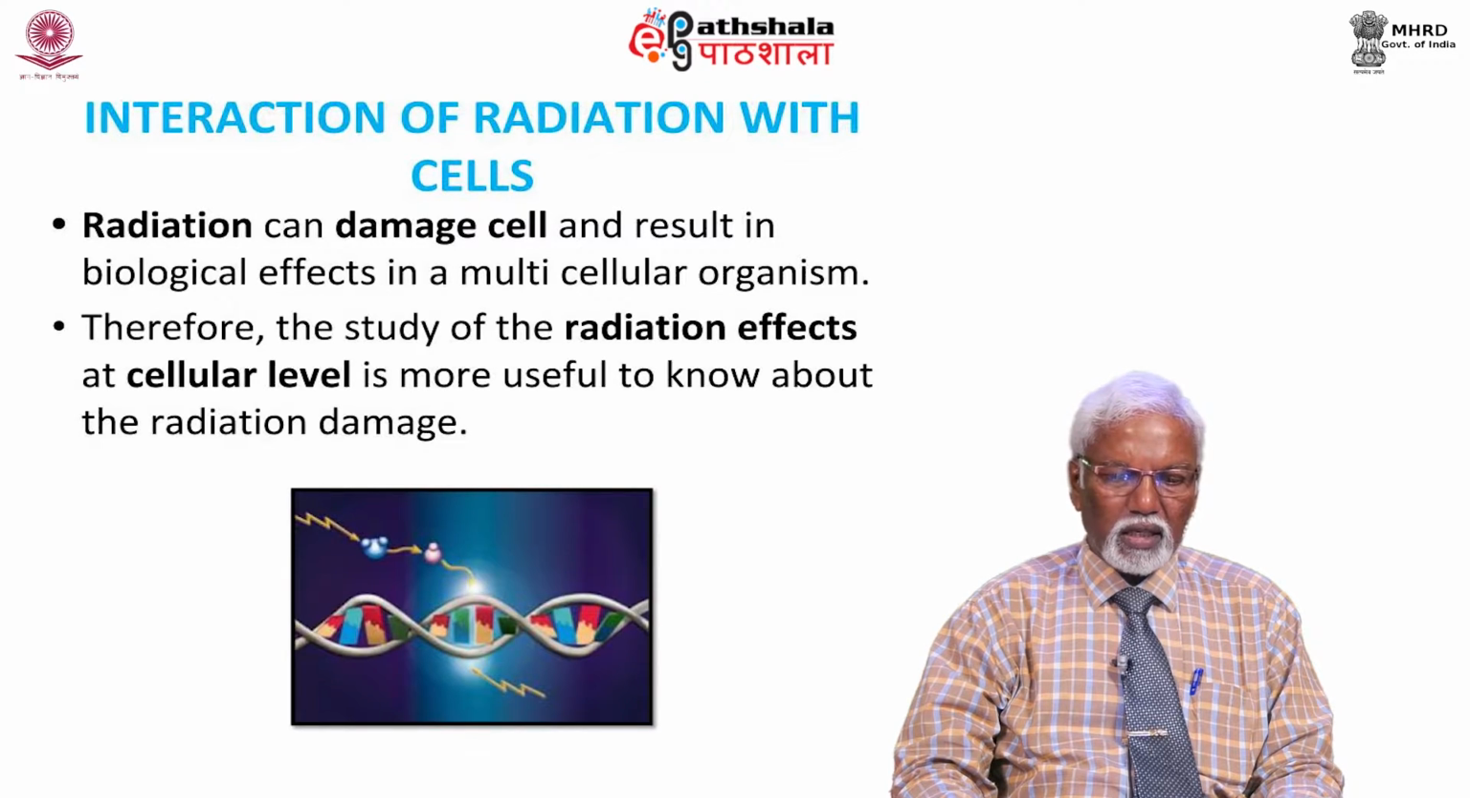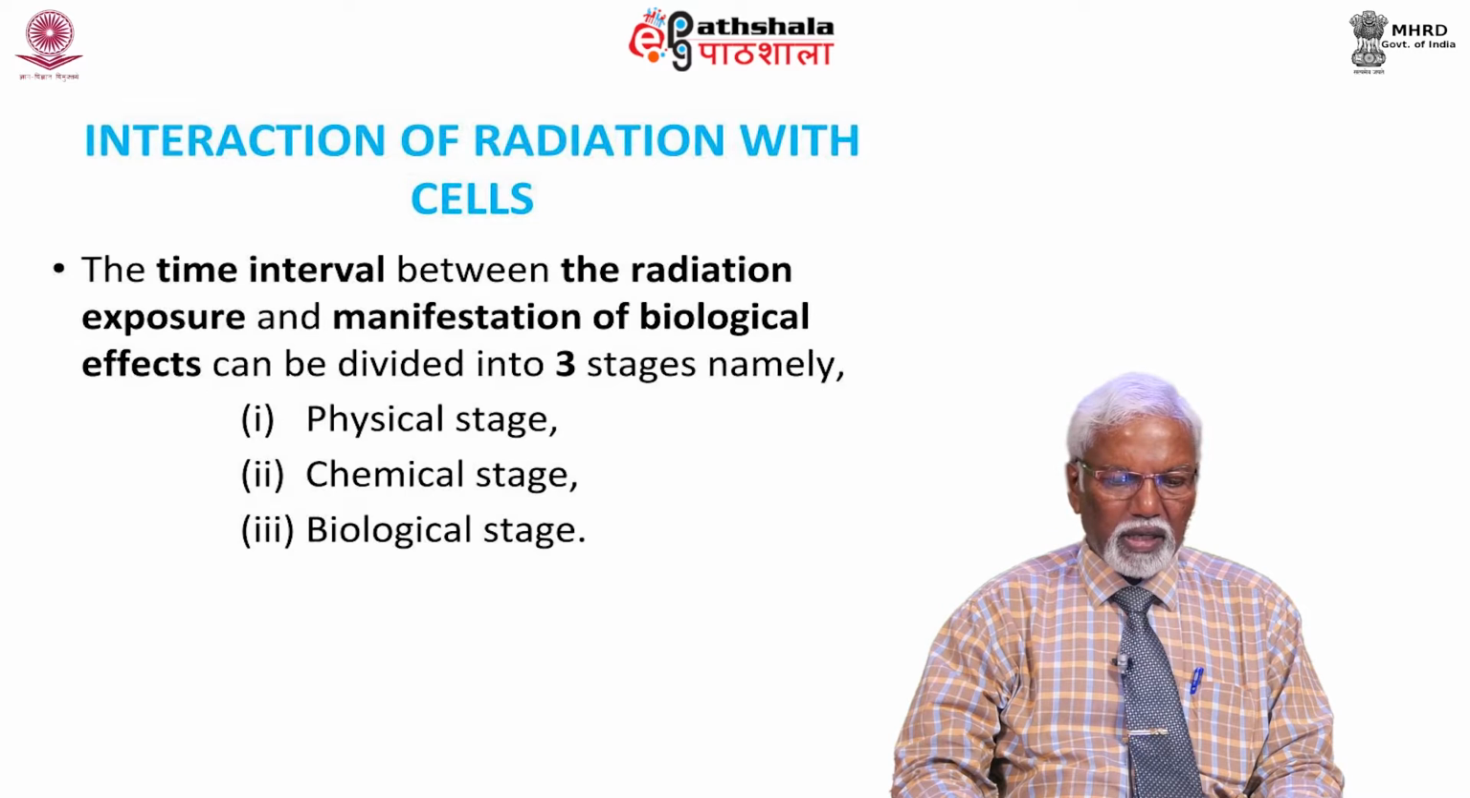Radiation can damage cells and result in biological effects in a multicellular organism. Therefore, the study of radiation effect at the cellular level is more useful to know about radiation damage. You can see the figure in which the DNA double helical strand shows how the radiation interaction takes place. The time interval between the radiation exposure and the manifestation of biological effects can be divided into three stages, namely physical stage, chemical stage, biological stage.